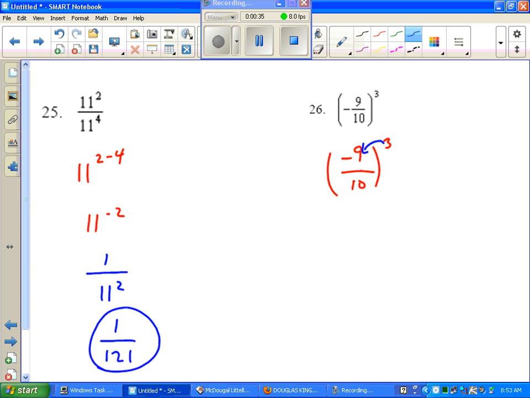Negative 9 times negative 9 is 81, and 81 times 9 again is 729. So you have negative 729 over, and then 10 times 10 is 100, times 10 more is 1,000. And that's a simplified answer. There's no number that's going to go into both of those.